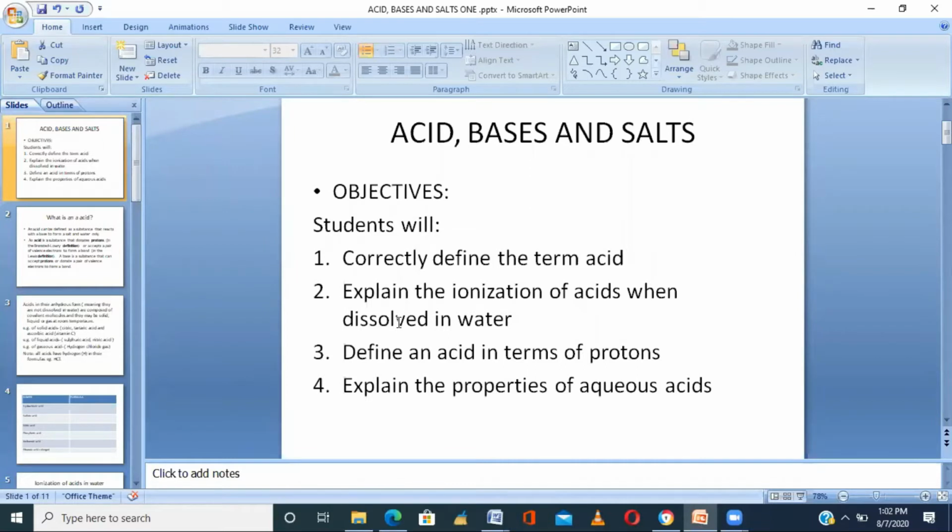So those are the objectives for today. By the end of this, you're supposed to be able to define an acid, explain the ionization of an acid when dissolved in water, define an acid in terms of protons, and explain the properties of aqueous acids. Now, some of these things you guys might be aware of because you're supposed to have exposure to them in Form 2 and Form 3. So let's get right into it.